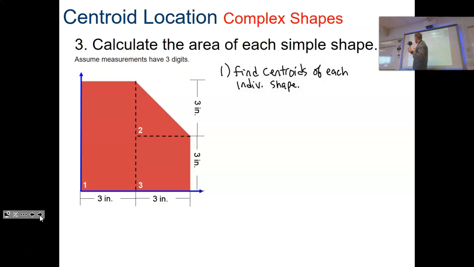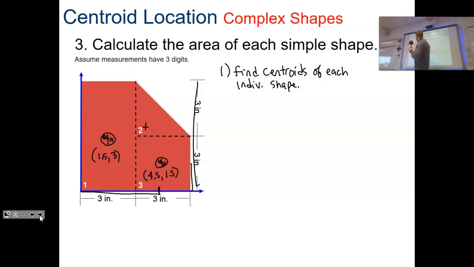So here's my first centroid, and it's going to be half the base. Since the base is 3, the x is going to be 1.5, and this thing is 6 high, so 3. Here's my next one. So this is going to be 1.5, but you're going to add 3 to it. So the x value is going to be 4.5, and then it's 3, so that's 1.5.